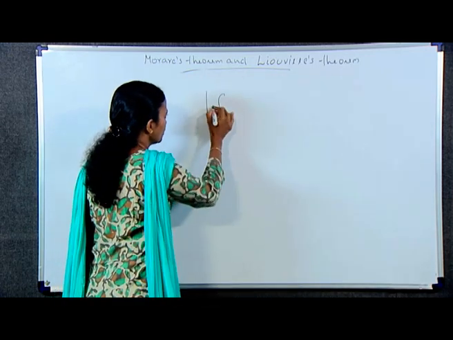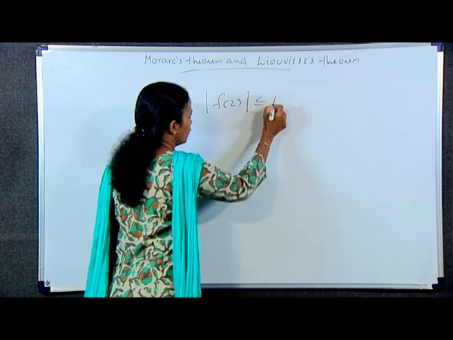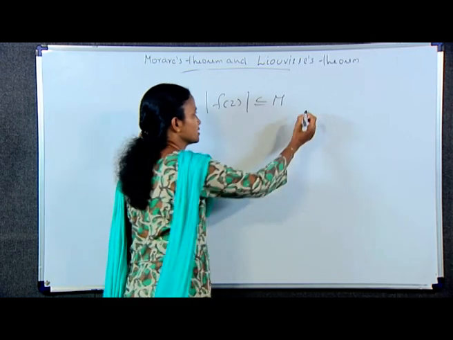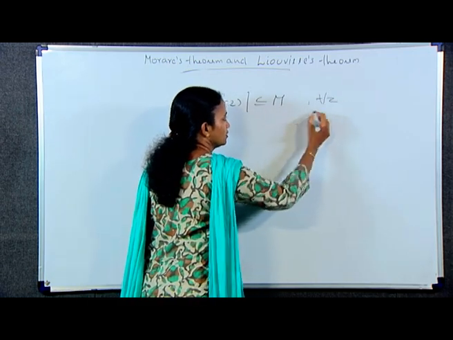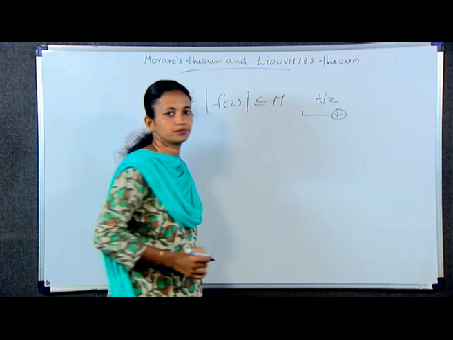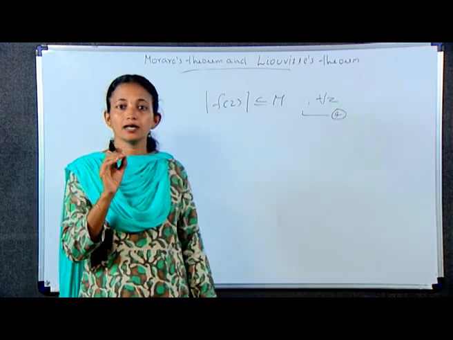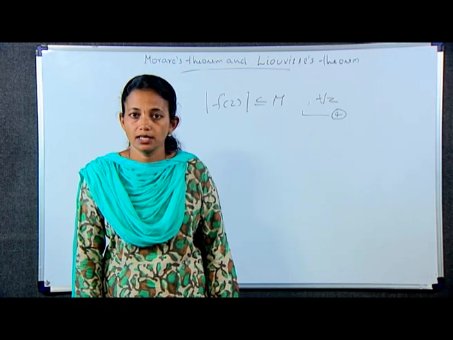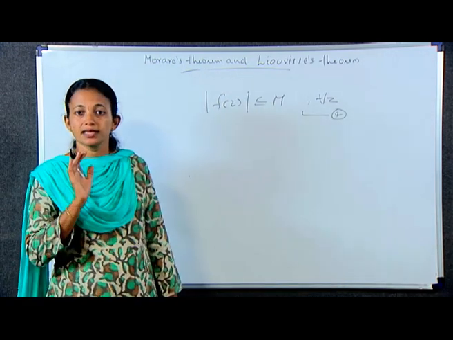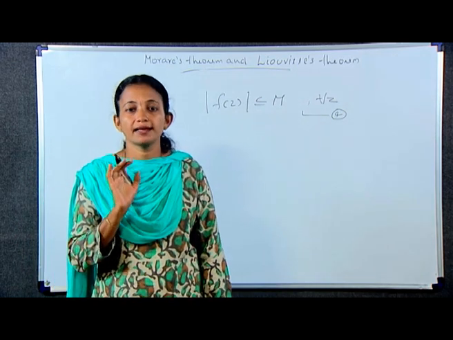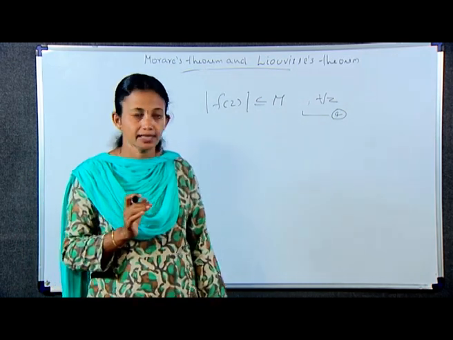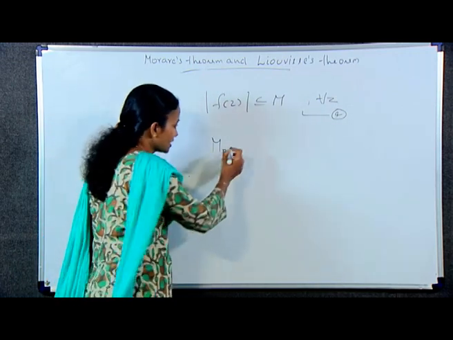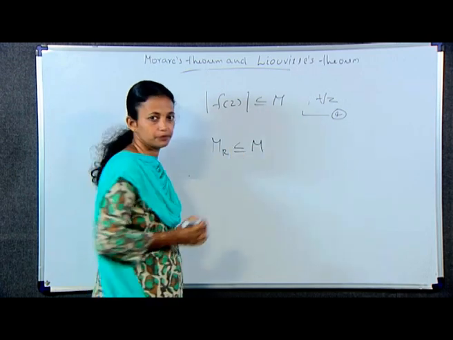That is, modulus of f(z) is less than or equal to M for all z. This is true for every z. Equation number 4. Then M_R in the previous result is the maximum value of modulus of f(z) on C_R, and by this equation this maximum value must be less than or equal to M. That is, our M_R is less than or equal to this M.